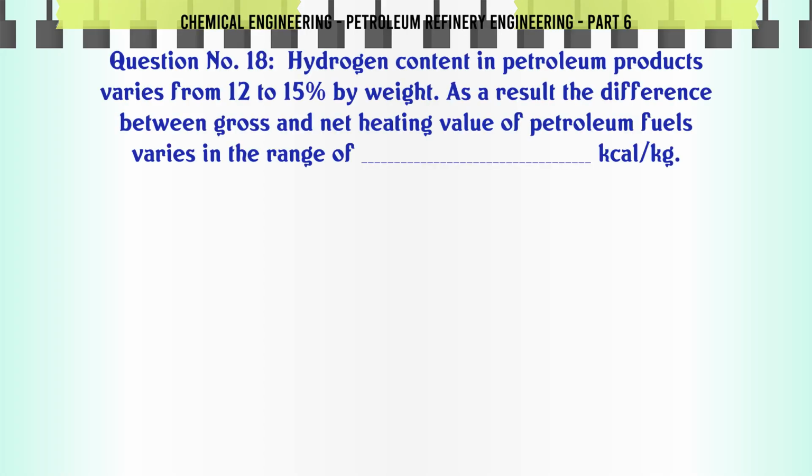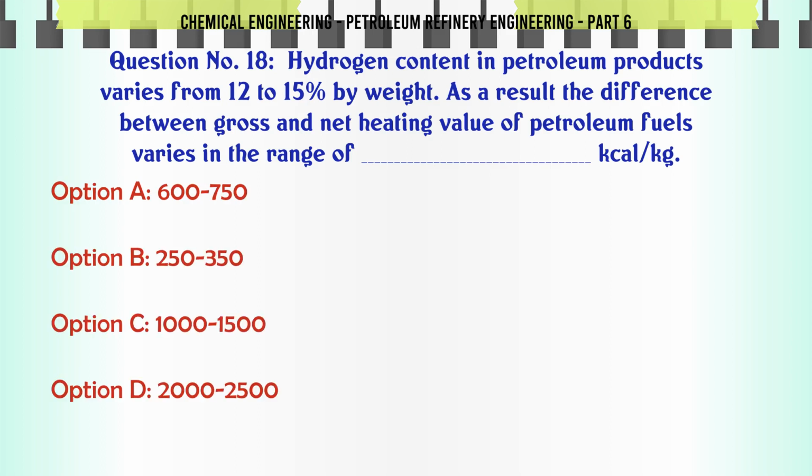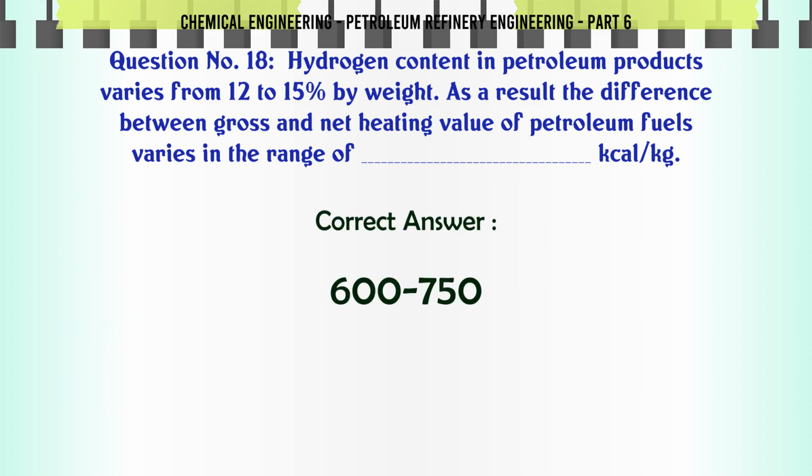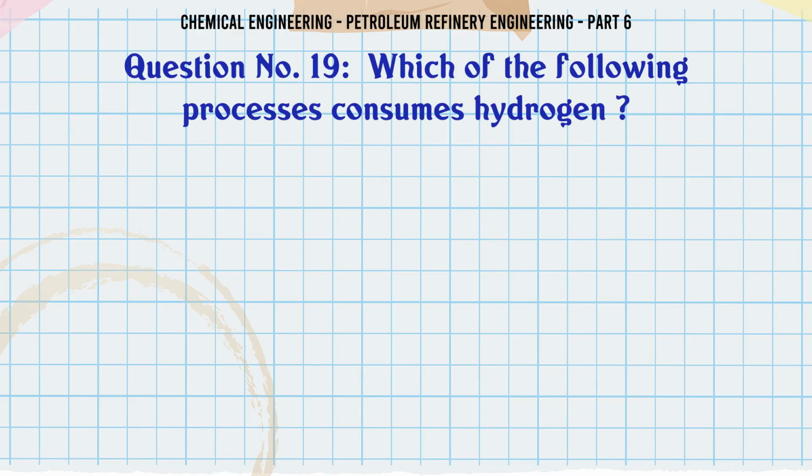Hydrogen content in petroleum products varies from 12 to 15% by weight. As a result, the difference between gross and net heating value of petroleum fuels varies in the range of kcal. A. 600-750. B. 250-350. C. 1000-1500. D. 2000-2500. The correct answer is 600-750.